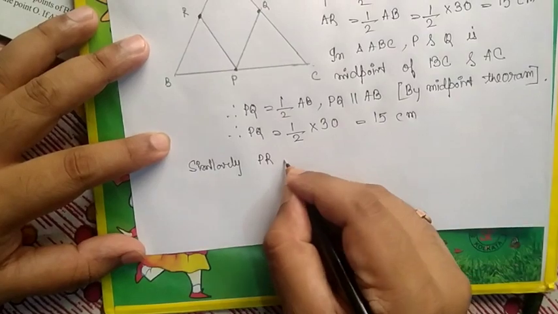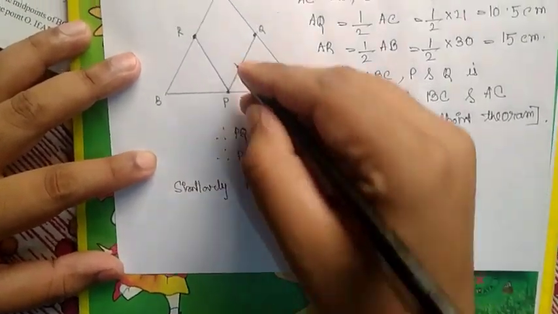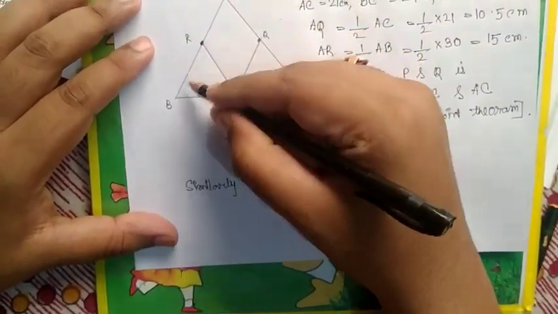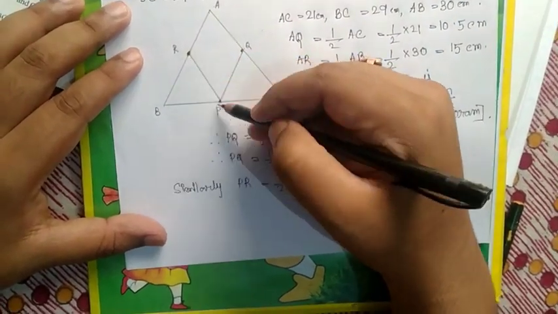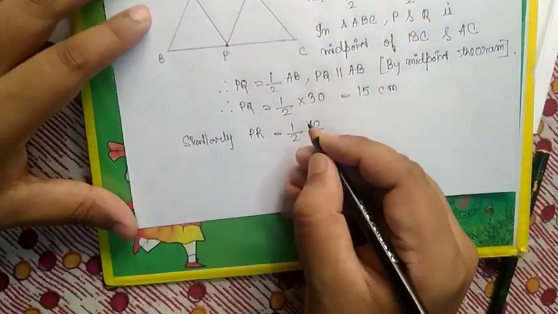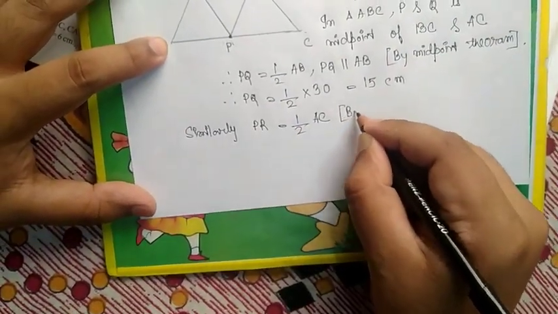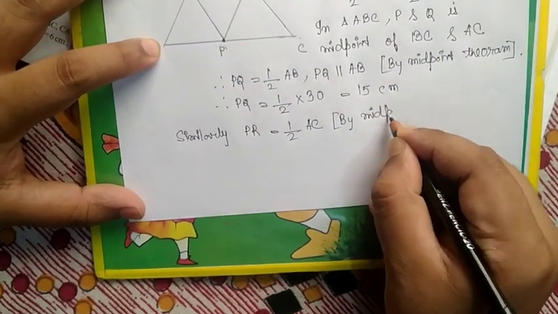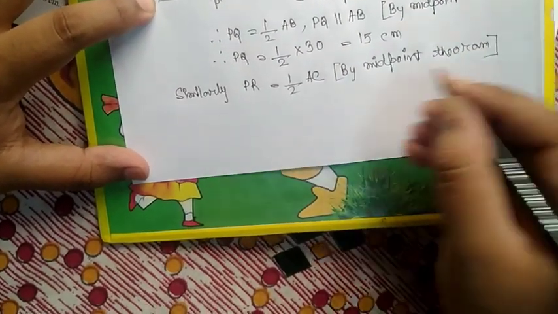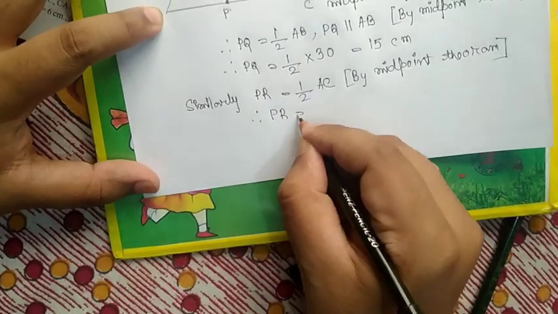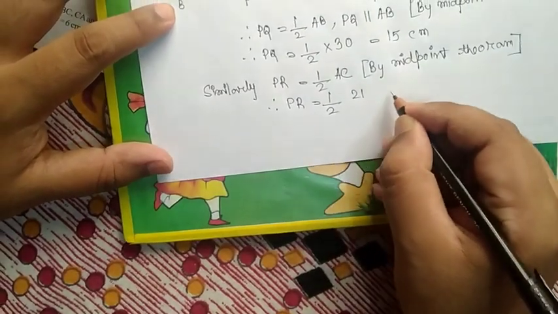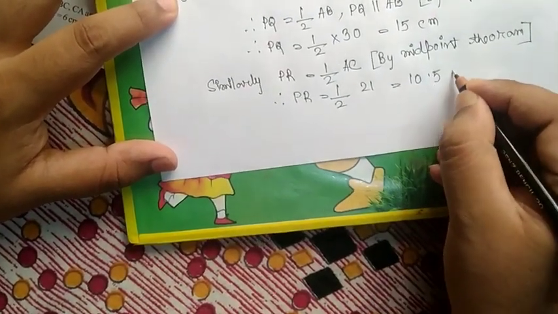Similarly, PR equal to half of AC. In this triangle, P is the midpoint of BC and R is the midpoint of AB, therefore by midpoint theorem we say that PR is parallel to AC and PR equal to half of AC. So we can say PR equal to half of AC, 21 centimeter, so equal to 10.5 centimeter.